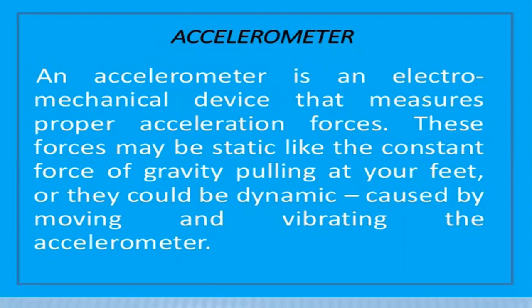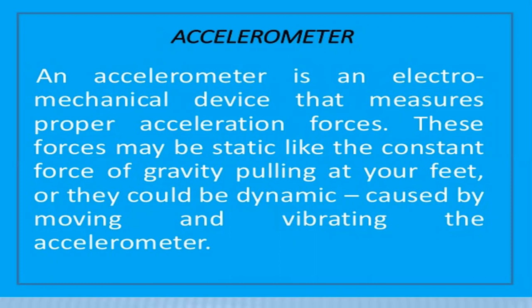An accelerometer is an electromechanical device that measures proper acceleration forces. These forces may be static, like the constant force of gravity pulling at your feet, or they could be dynamic, caused by moving and vibrating the accelerometer. First of all, what is the accelerometer? It is used to measure acceleration, and it is an electromechanical device. It measures the proper acceleration forces.